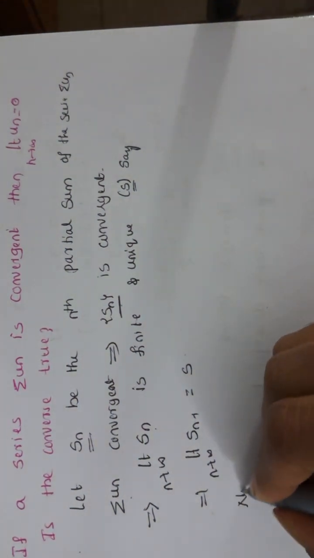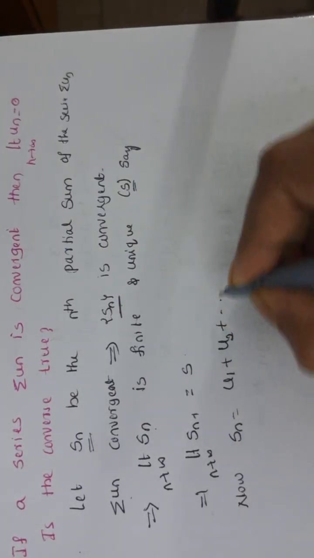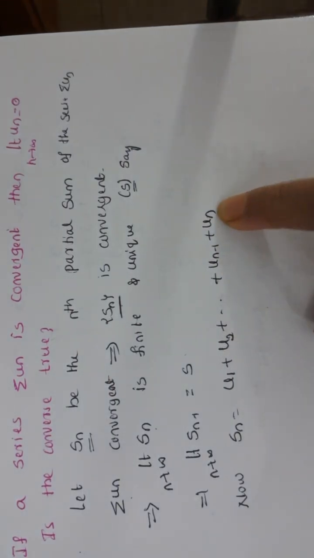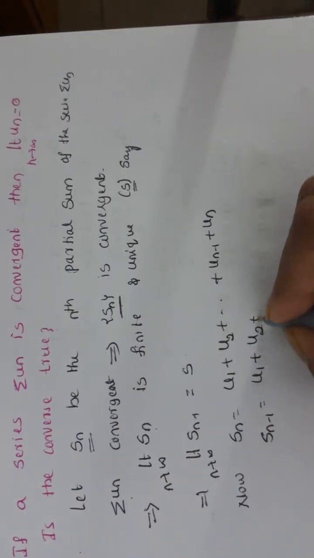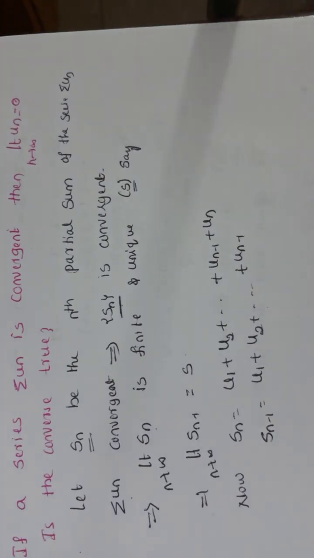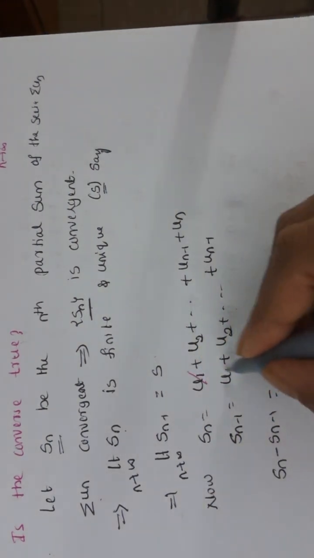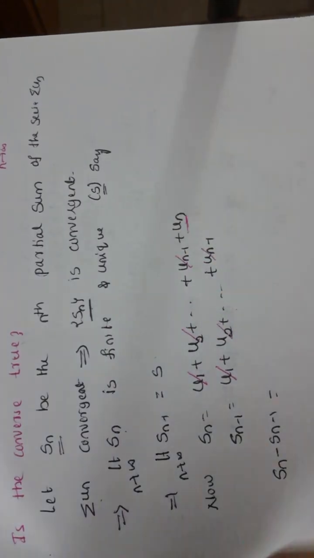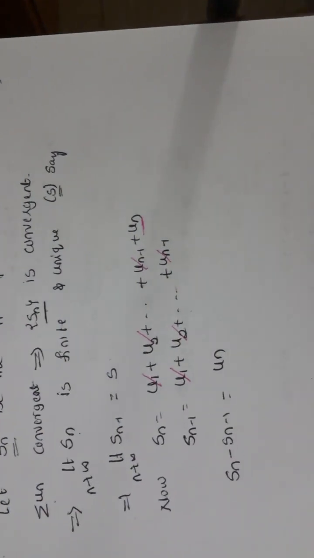Now Sn is the partial sum up to n terms, like u1 plus u2, up to un minus 1 and un. So it is a partial sum of n terms, whereas Sn minus 1 will be the partial sum up to n minus 1 terms. Now if I take the difference between Sn and Sn minus 1, the terms u2 up to un minus 1 cancel. We are just left with the term un. So the difference between the partial sums is equal to un.